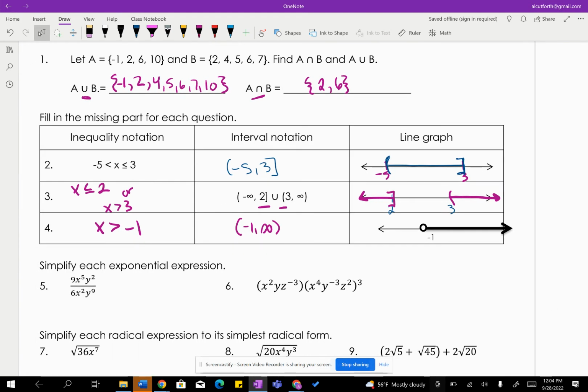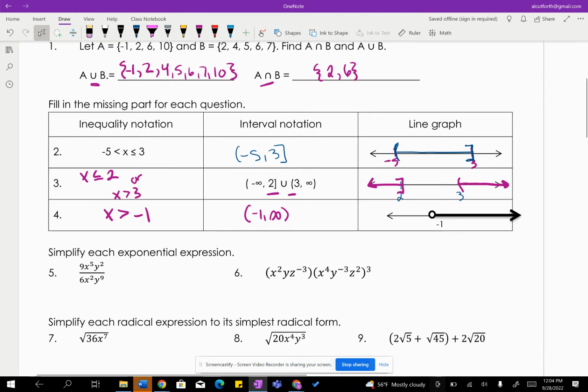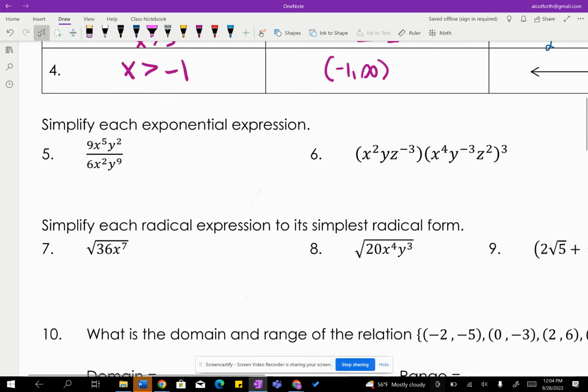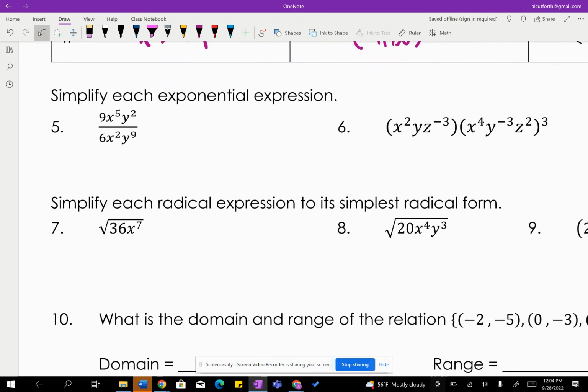Any questions about those? All right, let's talk exponents, okay? Here we're dividing. What do we do when we're dividing? What do you do with the exponents when you're dividing? Subtract, right? What do you do when you're multiplying? What do you do with the exponents? Add, right? So dividing is subtraction, multiplying is adding.